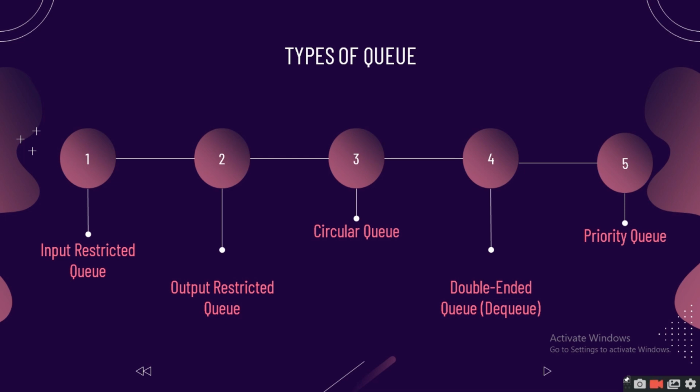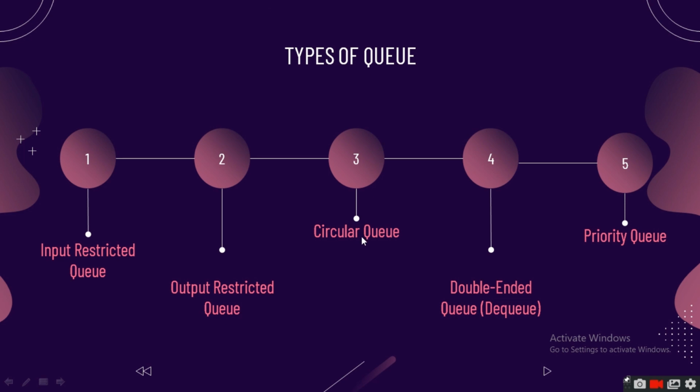That is the deletion, and it can be done from only one end, and the insertion can be done on both the ends. That's what we call an output restricted queue. And a circular queue is like a circular linked list, where the tail of the linked list will be connected to the first, that is the head. In a similar way, here the last position will be connected back to the first position of the queue. That's what we call a circular queue.